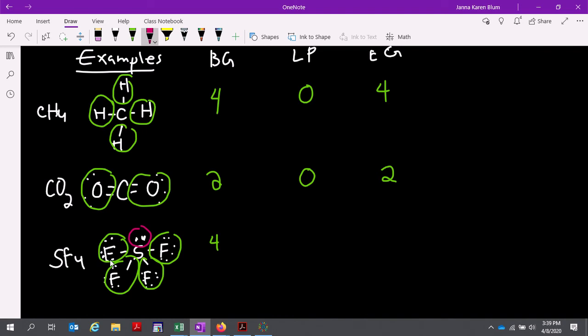Don't be tempted to count all these lone pairs sitting out here on fluorine. All that matters when we're coming up with geometry is the particular central atom that we're looking at. So I have 1 lone pair, and so my total here is a total of 5 electron groups on the central atom. So we can do this with any Lewis structure that we have. So it's good to practice that, identifying your bonding groups versus lone pairs.